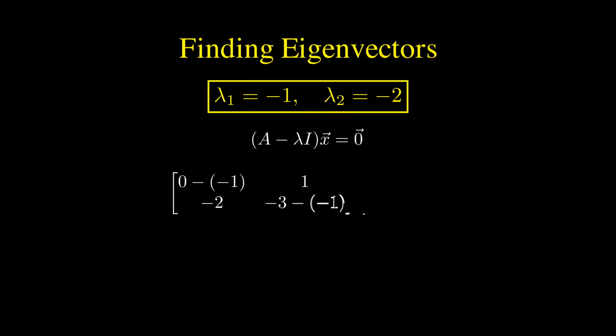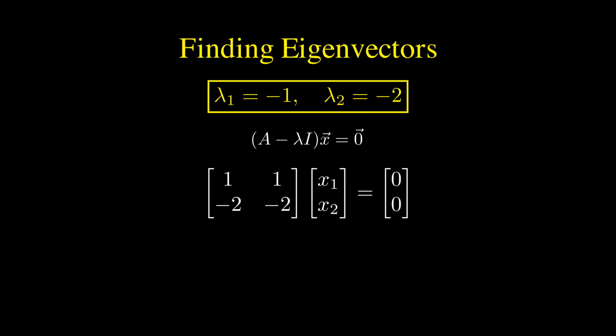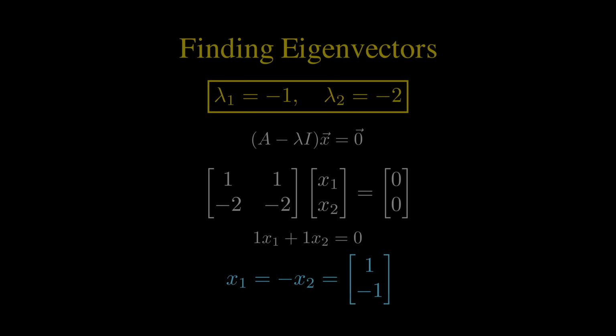To find the corresponding eigenvectors, we plug each eigenvalue back into our equation. For lambda equals -1, we substitute it back and solve the resulting system of linear equations. We find that any vector where the first component is the negative of the second component works. For example, the vector 1, -1.